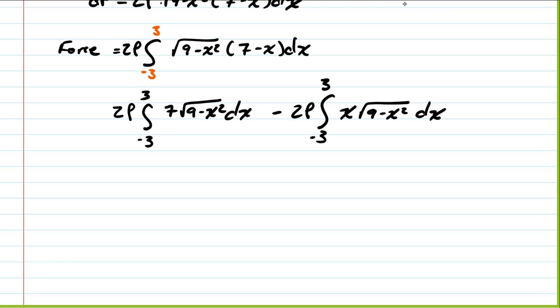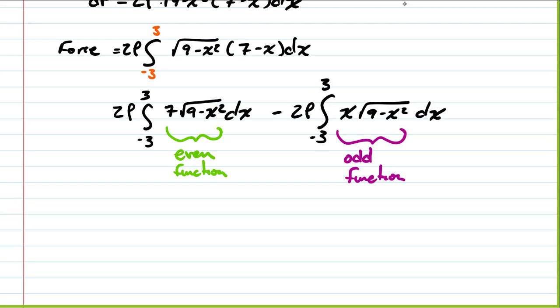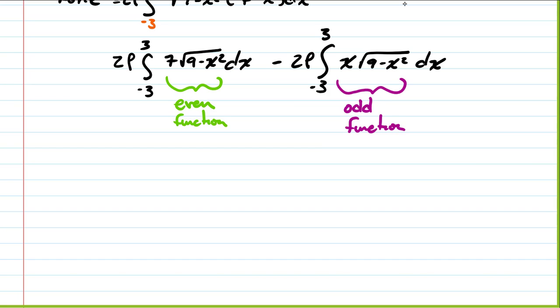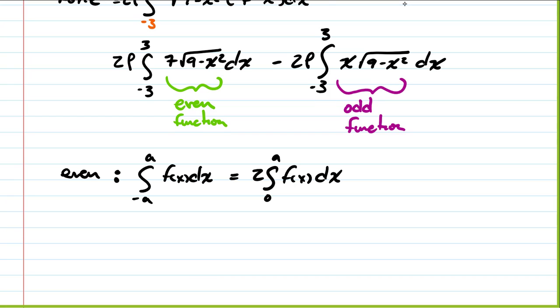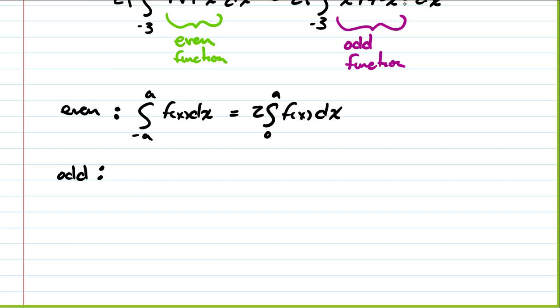One thing we'll notice is that the first integrand right here is an even function. And our second integrand right here is an odd function. The reason that's important is we have a symmetric interval of integration. To remind us, when we have an even function, the integral from -a to a of f of x dx is 2 times the integral from 0 to a of f of x dx. And when it's odd, the integral from -a to a of f of x dx is equal to 0.